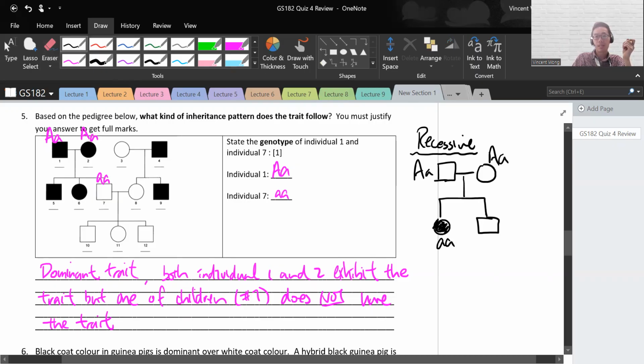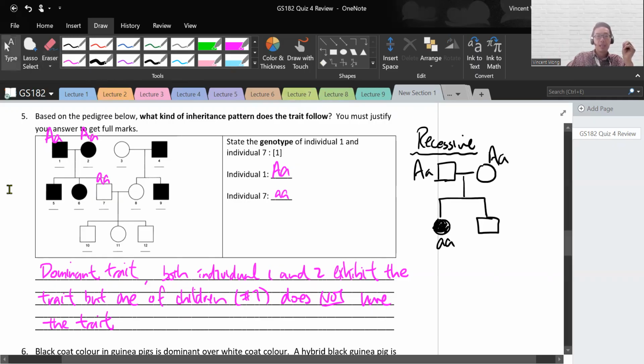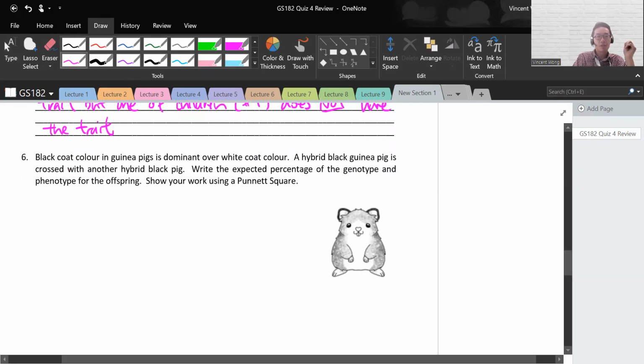All right, so that would be the telltale sign for recessive inheritance pattern. All right, moving on, we have number 6 here. This is a monohybrid cross question. We have a black guinea pig, which is dominant over the white coat color.